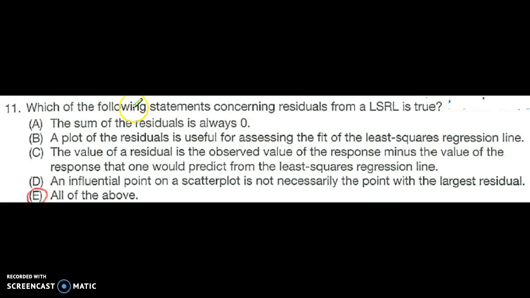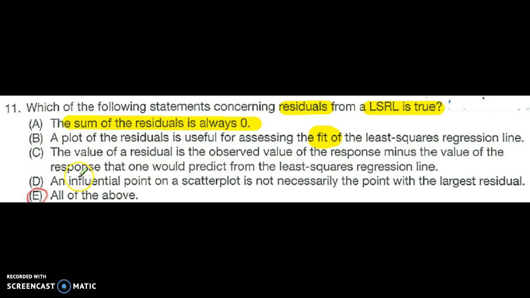So question 11 is asking which of the statements are true about the residuals from the least squares prediction line. They do all have to add up to 0. The plot of residuals is useful to see if it is a good fit, because we're looking for no pattern. If it has a curve or a fan, not a good fit.